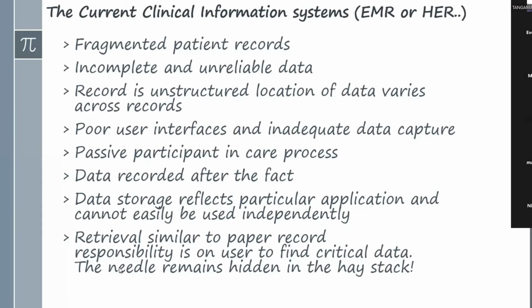Retrieval is similar to paper records, and the responsibility is on the user to find critical data. Also, the need remains hidden in the haystacks.